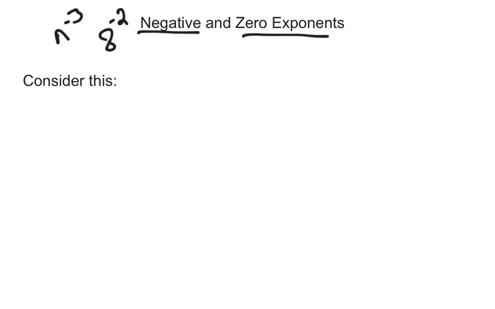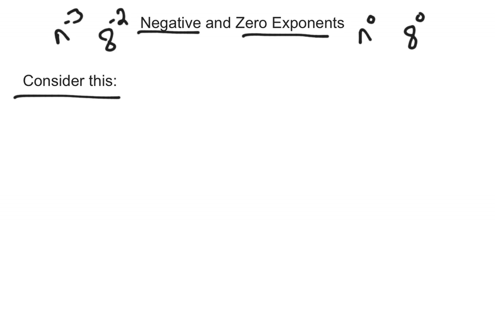Zero exponents is when the exponent is 0, so something like n to the 0 power, or, if I use 8, 8 to the 0 power. I have written down here, consider this. There's kind of a pattern that I want you to see here. We're going to start with an easy number. This is going to help explain our rules for working with negative and zero exponents.